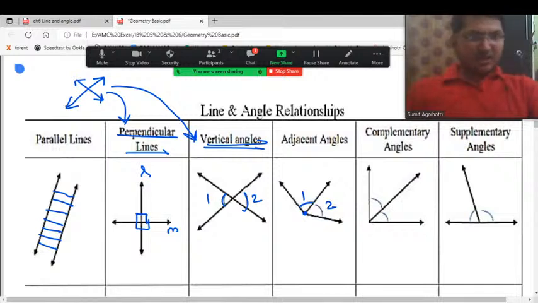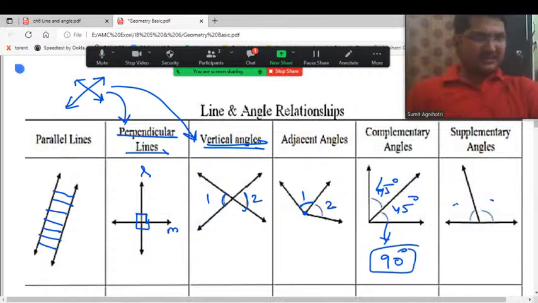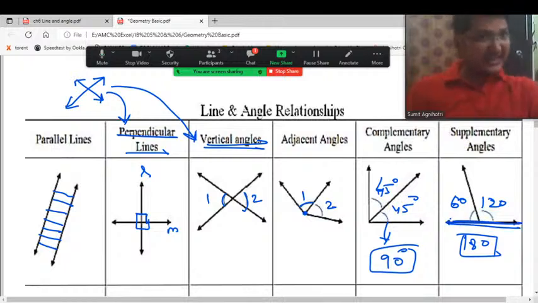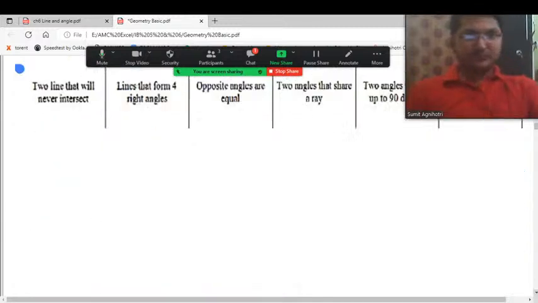Now these are complementary angles whose sum, let's say it is 45, it's also 45, and their sum is giving you 90, then you will call it complementary. Let's say this is 120, this is 60, if their sum gives you 180, you will call it supplementary. But if they form a straight line as well, we will call it supplementary as well as a linear pair. Got it?